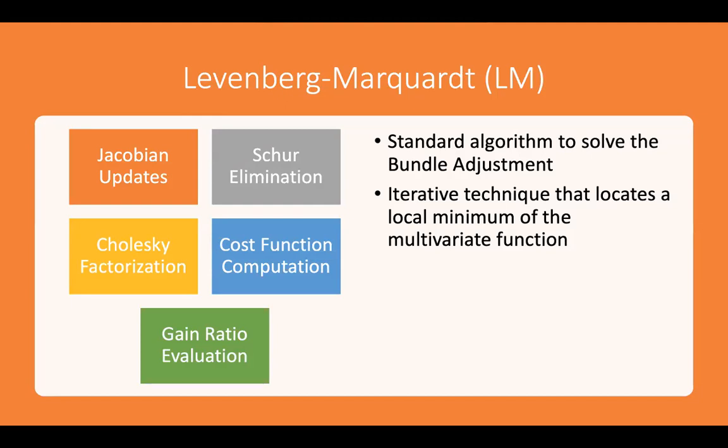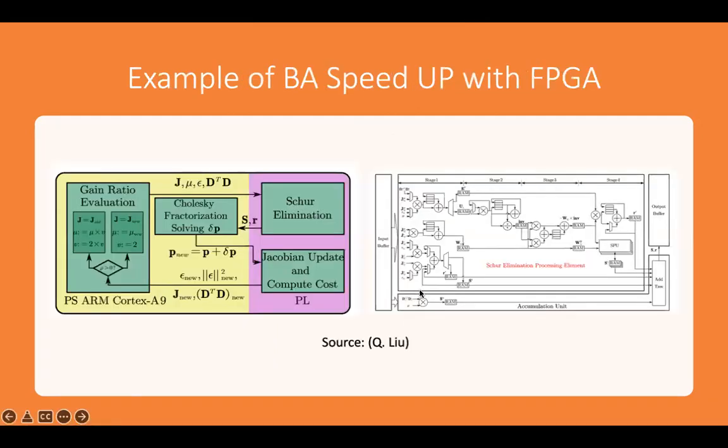In some of the work that I've done in my literature review, they've seen that the operations within the Levenberg-Marquardt algorithm that take the most time are the Schur elimination, Jacobian update, and the cost function computation. One of the papers in my literature review attacked it by doing a speed up with the FPGA. To do a bundle adjustment speed up with an FPGA, they took the Levenberg-Marquardt algorithm and used an FPGA SoC, which has an FPGA and also an ARM processor on it, and they put the most computationally intensive parts, which would be the Schur elimination, like I said before, the Jacobian update, and compute cost.